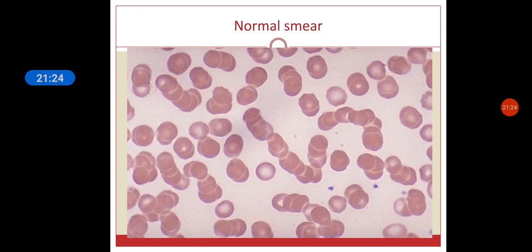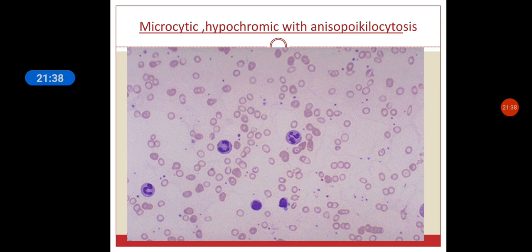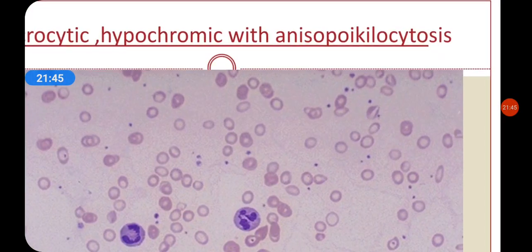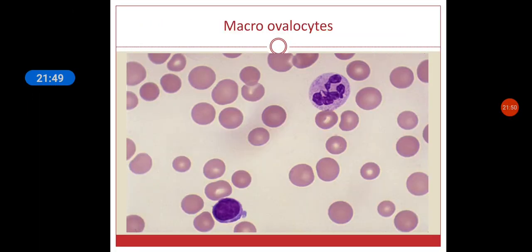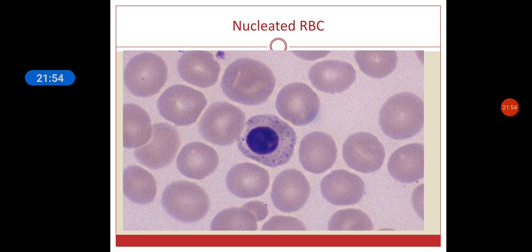Right? This is a normal smear, but just that the RBCs are stacked to each other. Okay, and if you can appreciate, these are microcytic hypochromic RBCs with severe anisopoikilocytosis. You can find varied size and shape of the RBCs, right? These are macrocytes, where you're seeing the RBCs are big, large. Okay, this is a nucleated RBC, right?